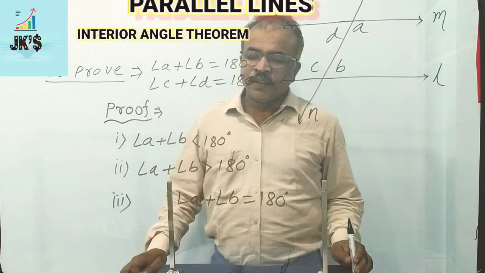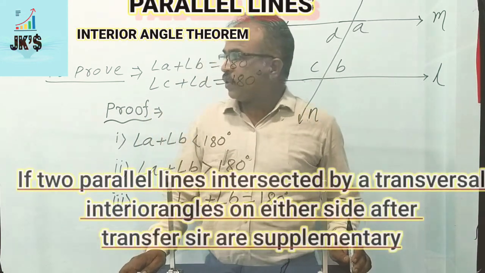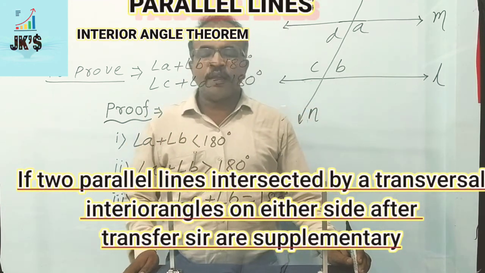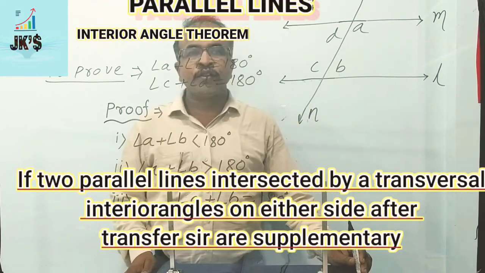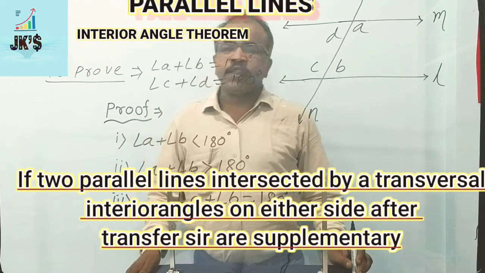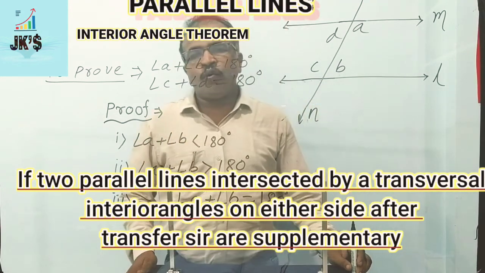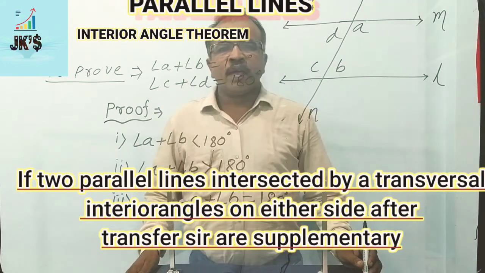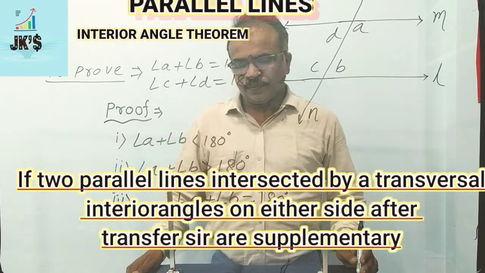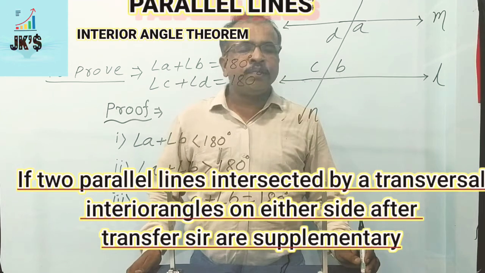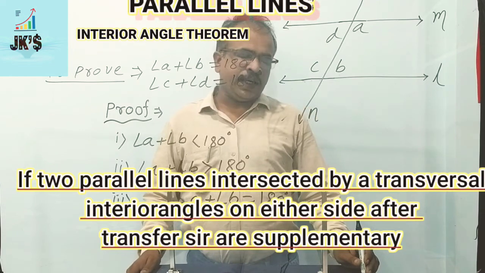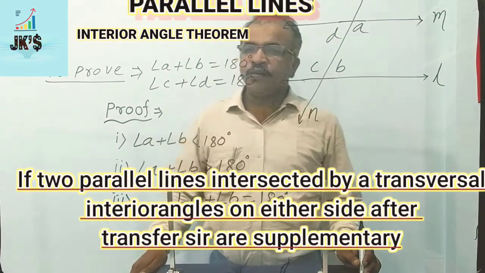If two parallel lines are intersected by a transversal, the interior angles on either side of the transversal are supplementary. From this statement, it is clear that there are two parallel lines and a transversal intersects those parallel lines. Then the pairs of interior angles are supplementary.